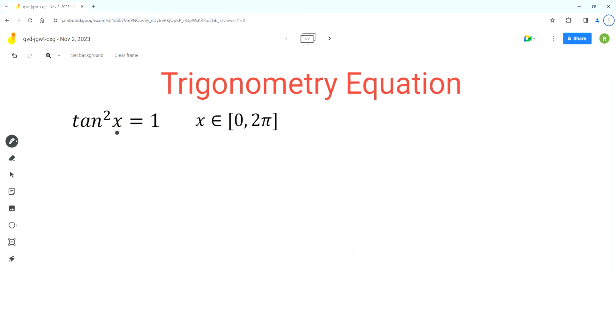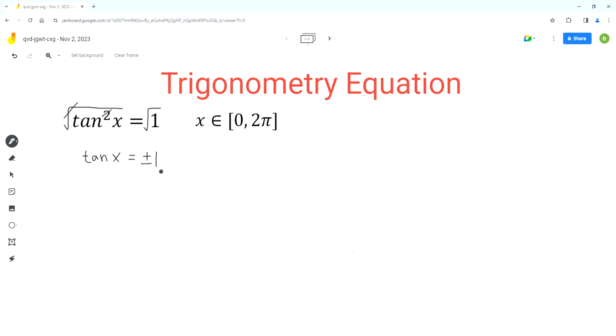So the first step in isolating the variable x is to get rid of this square on the tangent. So we do that by applying square root to both sides. When we do that, the square root on the square cancel each other out and we get tan of x equals plus minus 1.